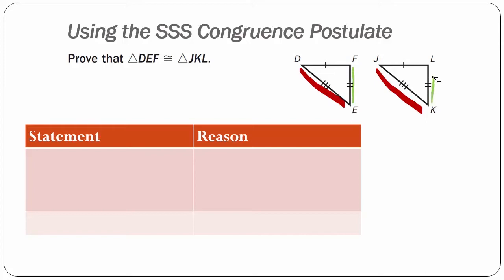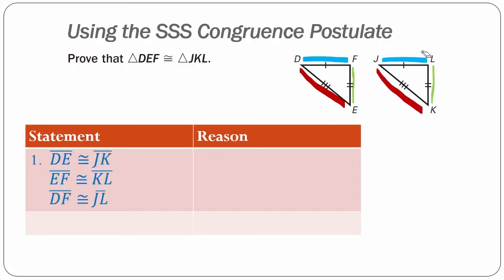line segment KL because they both have two tick marks. And that line segment DF, which has one tick mark, is congruent to line segment JL, which also has one tick mark. So line segment DE is congruent to line segment JK, line segment EF is congruent to line segment KL, and line segment DF is congruent to line segment JL, and that's our given. I have three pieces of information over here.